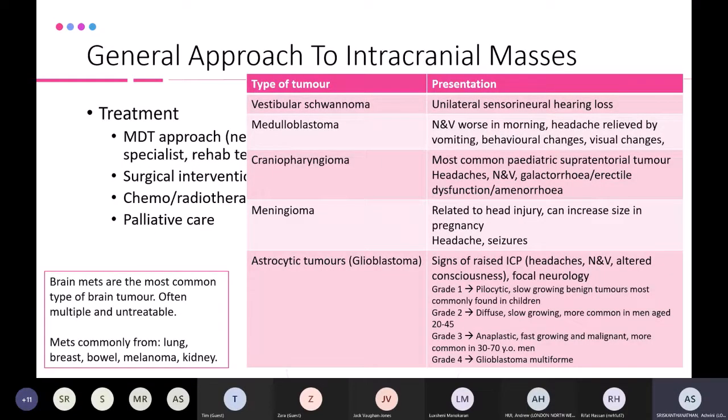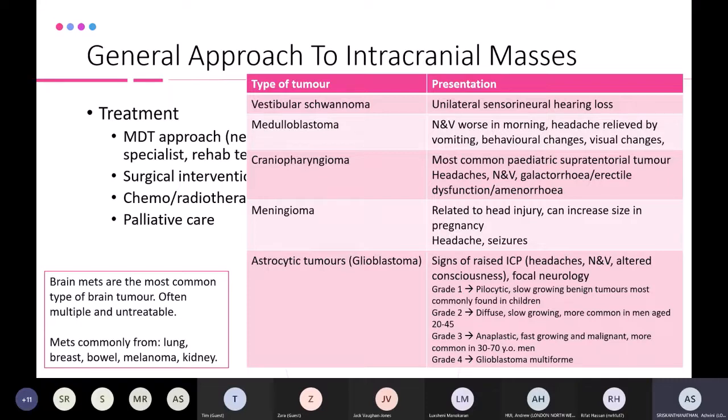Okay, and then you've got different treatments. So it's a general MDT approach with a lot of neurological conditions. So in case of tumours, you get a neurosurgeon as well as a neurologist involved, and then you have a neuro-oncologist, you've got your clinical nurse specialist, and you've got the whole rehab team involved too.